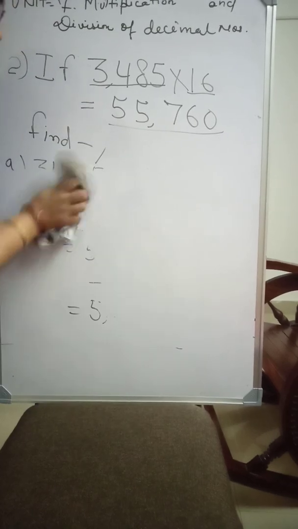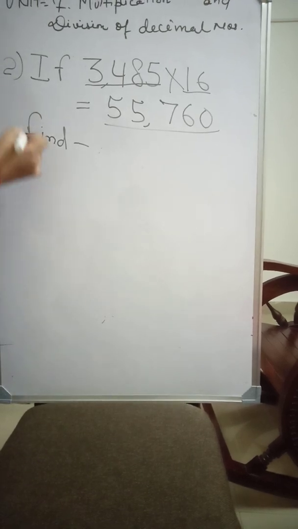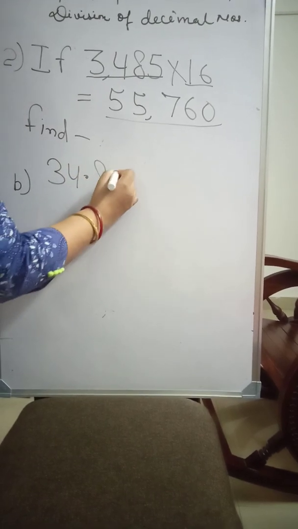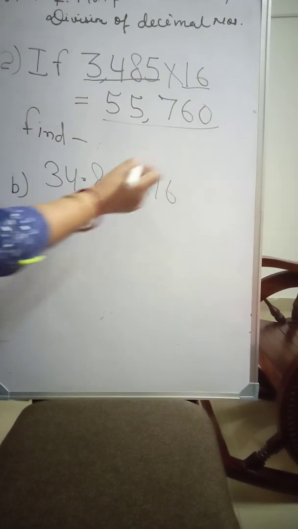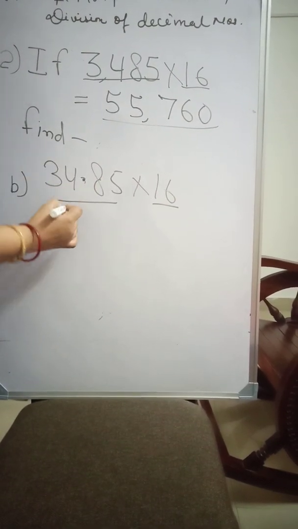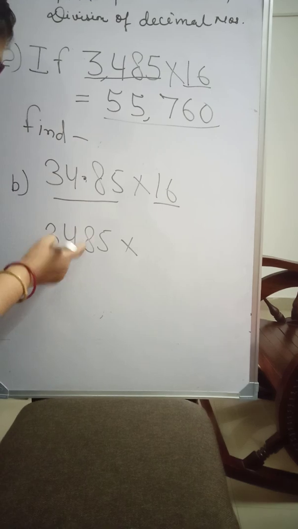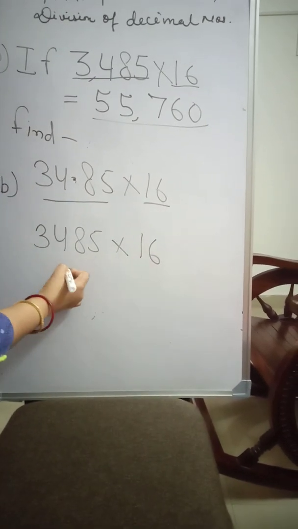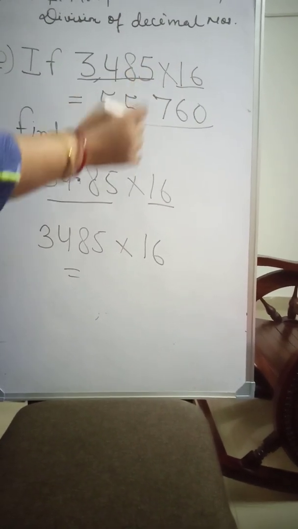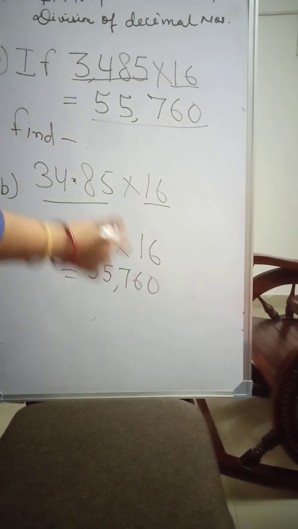Now come to the next question. 34.85 into 16. Again, this is a decimal number and this is a whole number. So when we are doing multiplication, forget about the decimal. We write down the digits of the decimal number, 3485, and then the multiplier. In the question, 3,485 multiplied by 16, the product is 55,760.